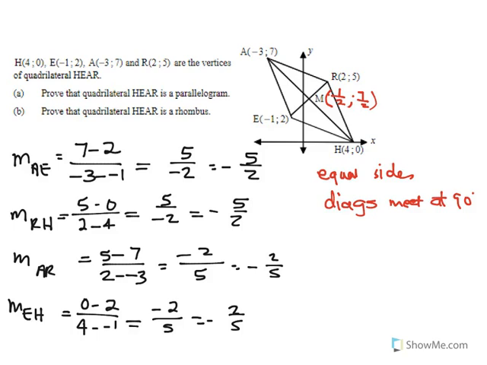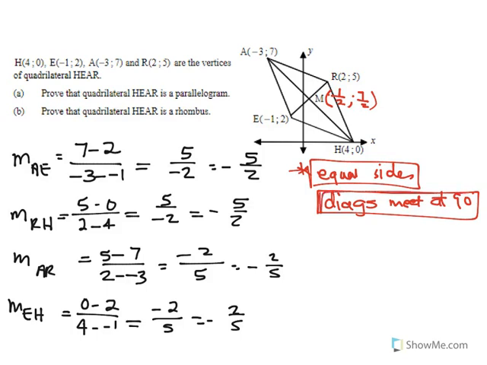you could go the equal sides route, right? If you show that all the sides are equal, then you'd show that it's a rhombus. But that's a lot of work, because then you'd have to work out what AE is, what AR is, what RH is, what EH is, and show that they're all equal. I think the easier thing to show here is that the diagonals meet at 90. And this is the important thing about how you need to know the properties of quadrilaterals very well. Because if all you know about a rhombus is that their sides are equal, then you're going to be stuck doing things the long way, which isn't wrong, it's just not efficient.